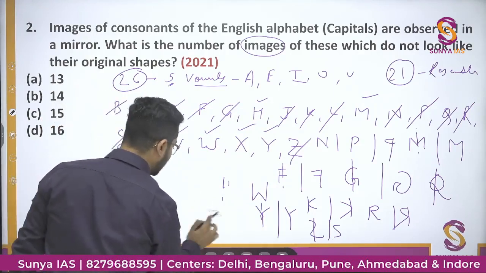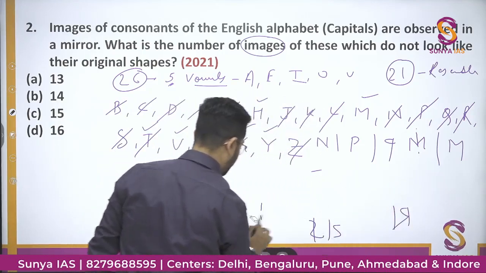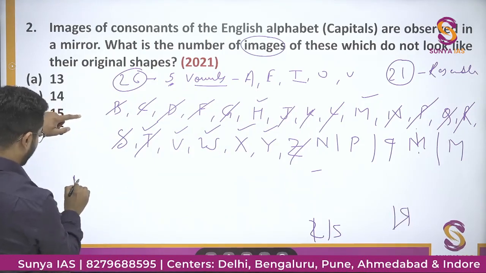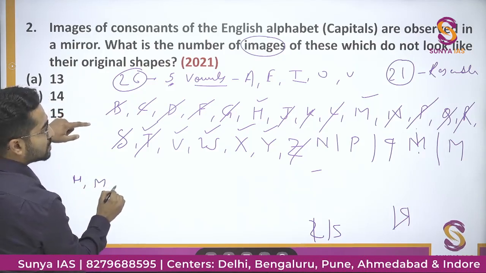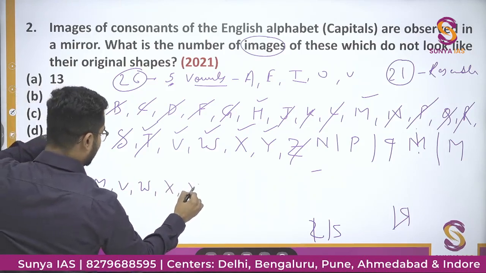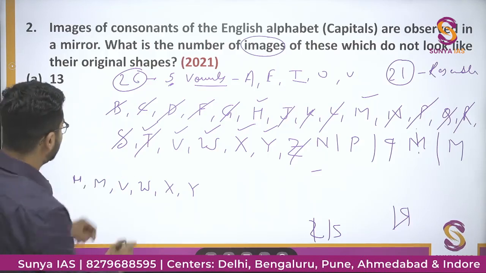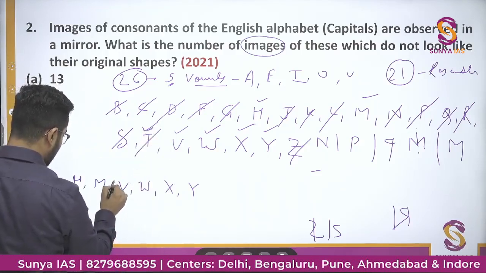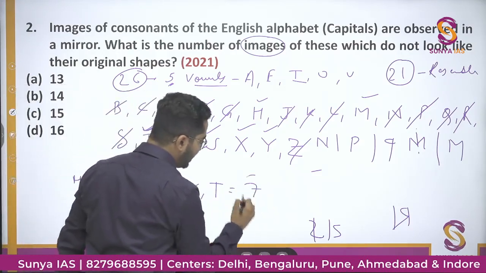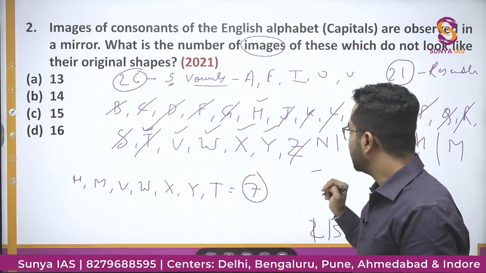So if you see there are how many such letters whose mirror image is same to their original shape, then we'll find out. If I write H, M, V, W, X, Y, and T is left, sorry, T is left, H M T is also here T. So 1, 2, 3, 4, 5, 6, 7. So these seven letters are there whose mirror image is same to their original shape.